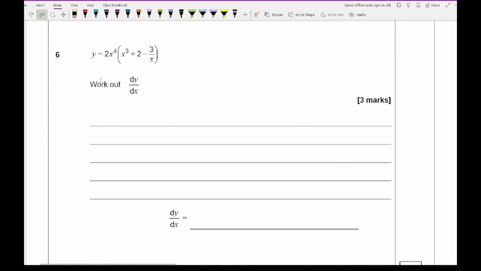Moving on to question 6, it says y equals 2x to the power of 4, all multiplied by x cubed plus 2 minus 3 over x. And it says work out the value of dy dx. So the first thing I need to do here is expand the bracket. Here I've got y equals, and if I expand the brackets, I end up with 2x to the power of 7 plus 4x to the power of 4. And then 2x multiplied by 3 over x is going to give me 6x cubed.